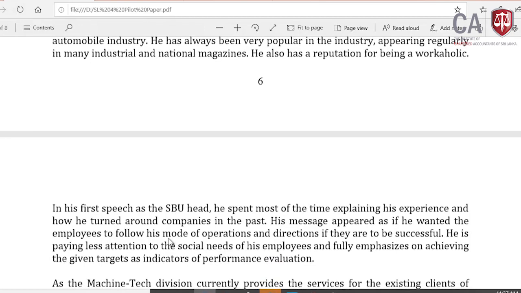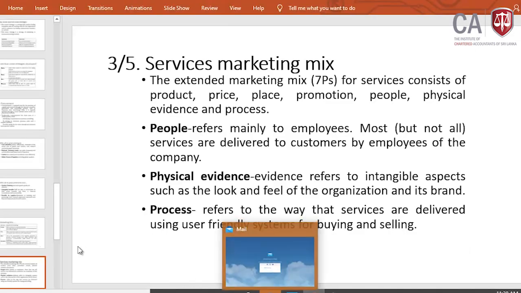In his first speech as SBU head, he spent most of the time explaining his experience and how he turned around companies in the past. His message appears as if he wanted the employees to follow his mode of operation and direction if they are to be successful. He is paying less attention to the social needs of his employees and fully emphasized achieving the given targets as indicators of performance evaluation. Task oriented, not employee oriented. So, the information is clearly given, right. So, we will look at the theory part related to this.